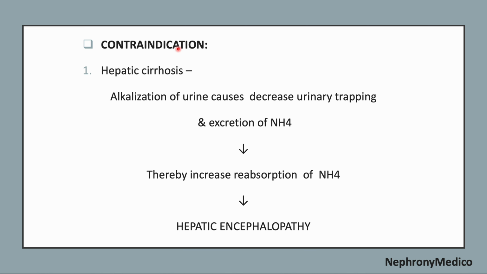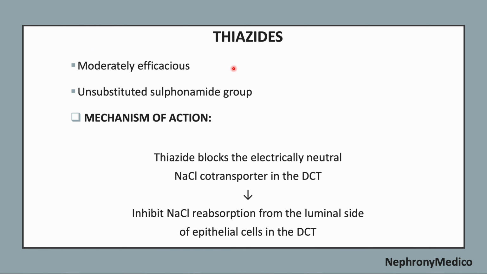Now, contraindication includes hepatic cirrhosis because the alkalization of the urine causes a decrease in the urinary trapping and excretion of the ammonia, and it thereby increases the reabsorption of ammonia and leads to hepatic encephalopathy. Now, let's talk about thiazide diuretics.